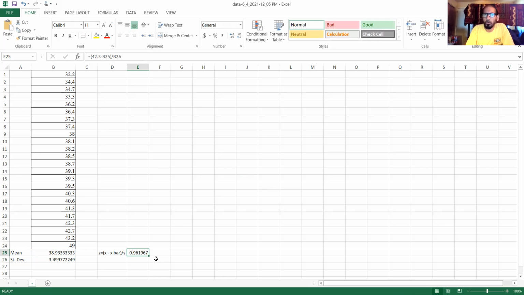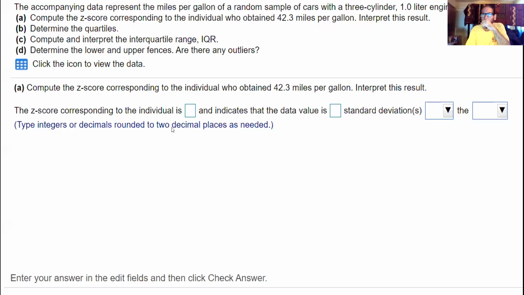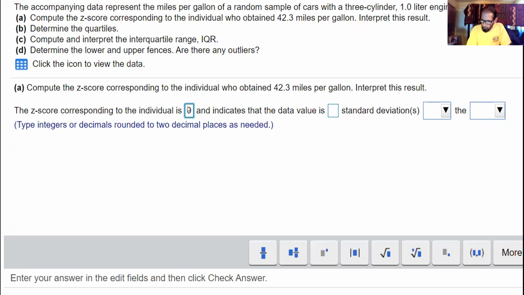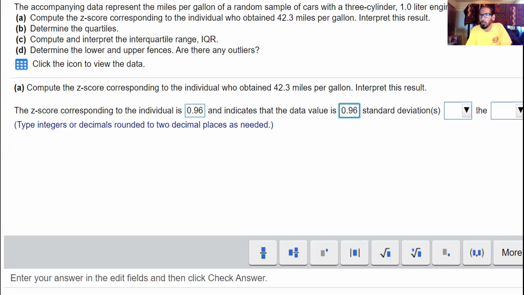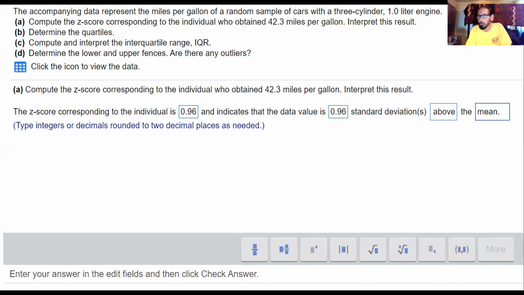All right, they probably wanted it rounded to the hundredths place. If that's right, it would be 0.96. Let's find out. Okay, 2 decimal places. So that is the hundredths place, 0.96. Make sure I'm typing that correctly. So that indicates that the data value is 0.96 standard deviations, because it's positive, above the mean. And check answer.